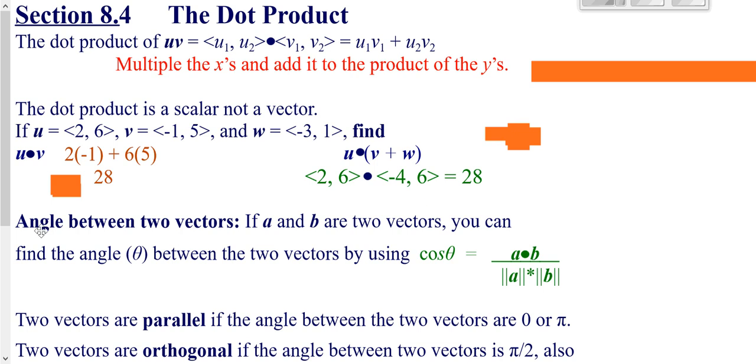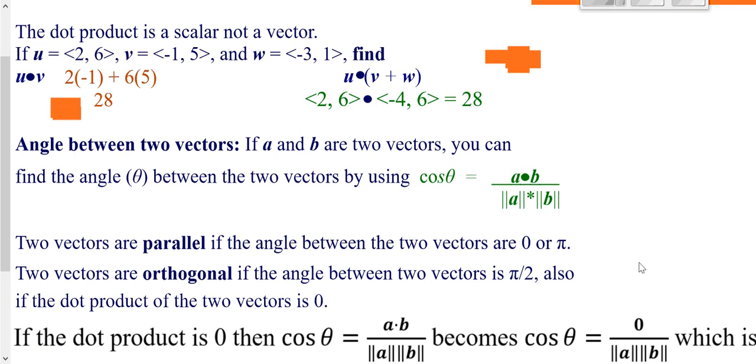So now let's look at the angle between two vectors. If you have two vectors, a and b, the angle between those two vectors you can figure out using this formula. The cosine of the angle between your two vectors is equal to your dot product divided by the product of the magnitude of a and the magnitude of b. This is the angle between two vectors formula. I would encourage you to know this formula.